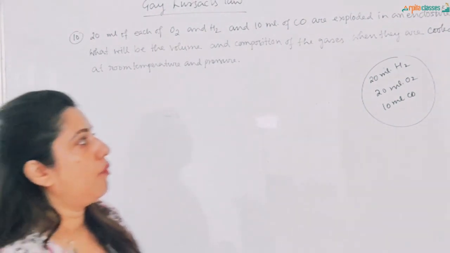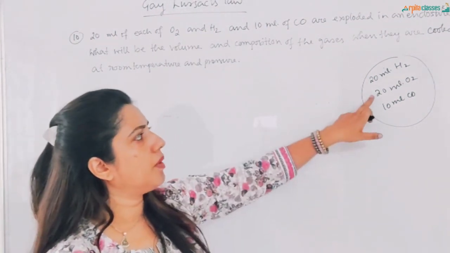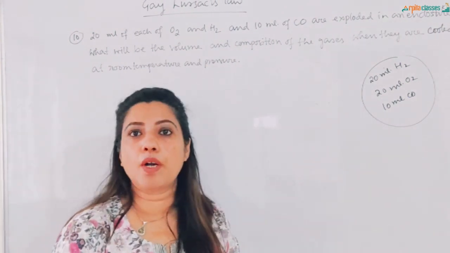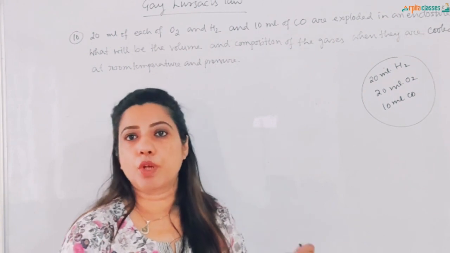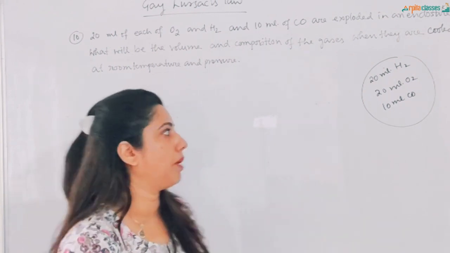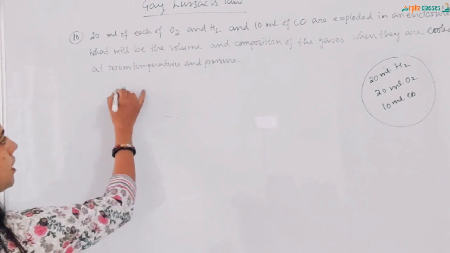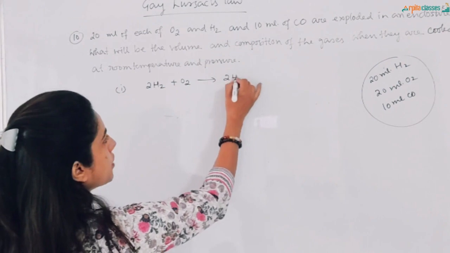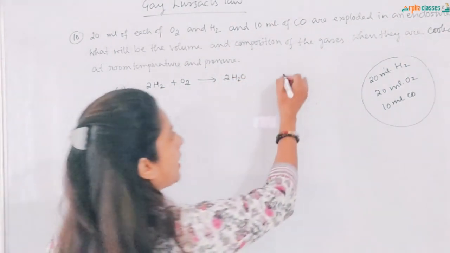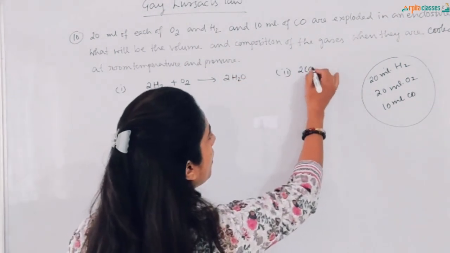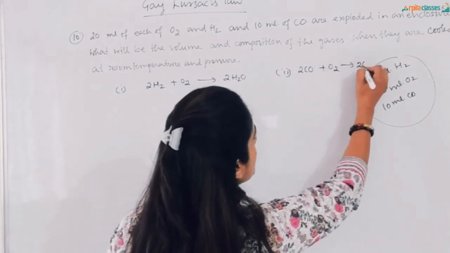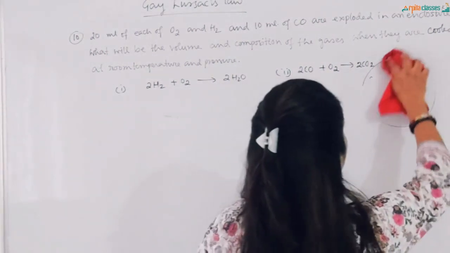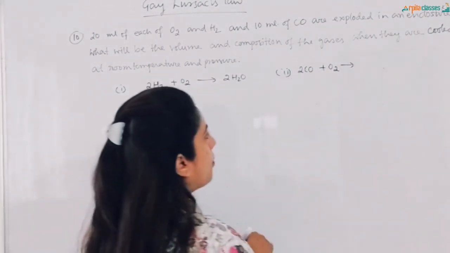That means oxygen will be reacting with hydrogen and oxygen will be reacting with carbon monoxide, and there will be some products, and we have to see what is the composition of the resultant mixture once they are cooled at room temperature. So let us write down the balanced chemical equation. The first equation is 2H2 plus O2 gives us 2H2O. The second equation is 2CO plus O2 gives us 2CO2. We have done this number of times in the previous questions. So we have written the balanced chemical equation for both the reactions.